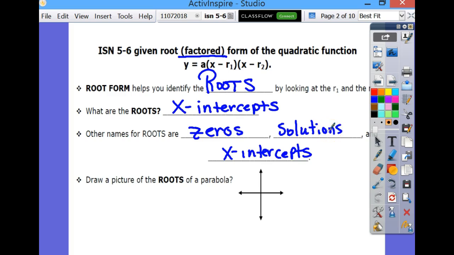I'm not really sure where the term roots comes from. Maybe if you had a little bit of an imagination and you had a parabola looking like that, that kind of looks like roots underneath the ground. I don't know. But these points right here are the roots. How many roots are there usually? 2.